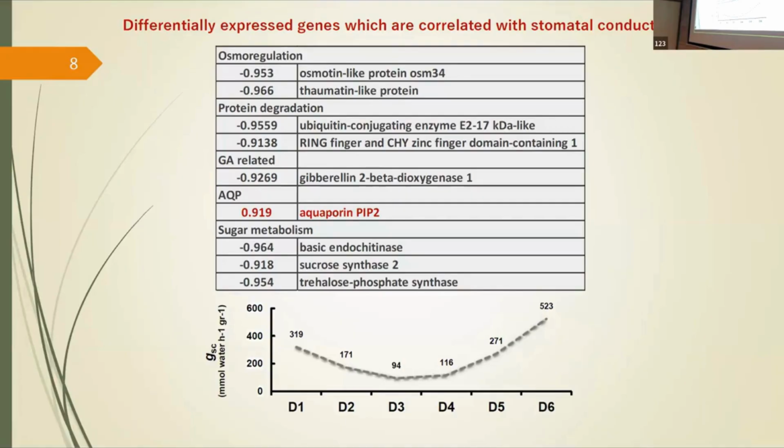Of course, aquaporin was a very central gene in this response. Sucrose synthase, which we also know cleaves sucrose to fructose and glucose, which are very important for osmoregulation of plants when they are getting dry.